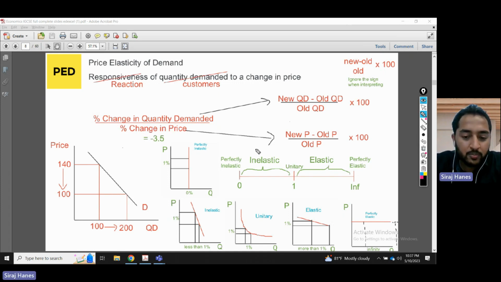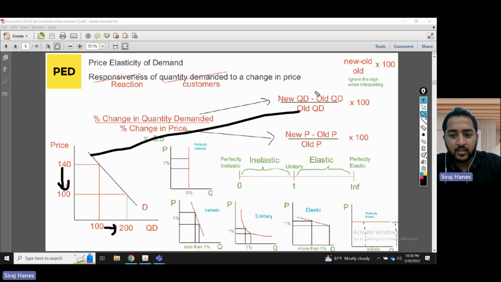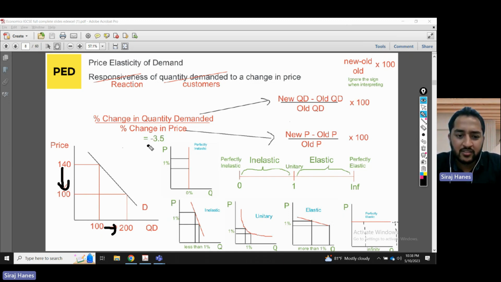So if you want to pause this and try it, I've shown that there is an old price and a new price, and an old quantity and a new quantity. Try doing it. Put the new minus old over old into 100 in this equation for price and for quantity, and see if you can get the final PED answer. I believe this is the answer. Check and see if you arrive at the answer, or if it's different, check the calculations.